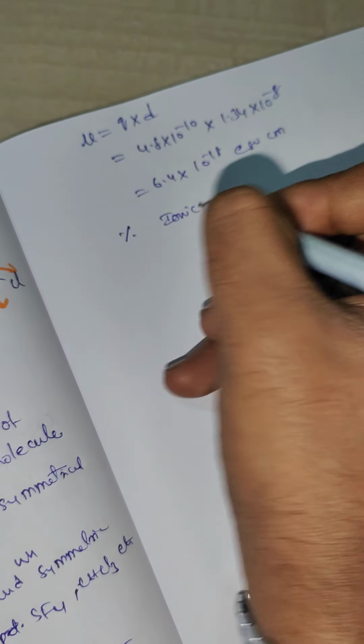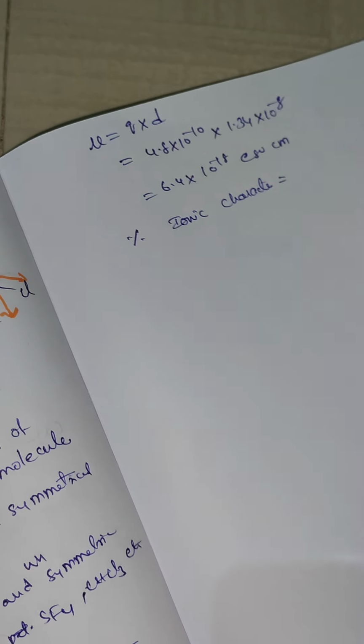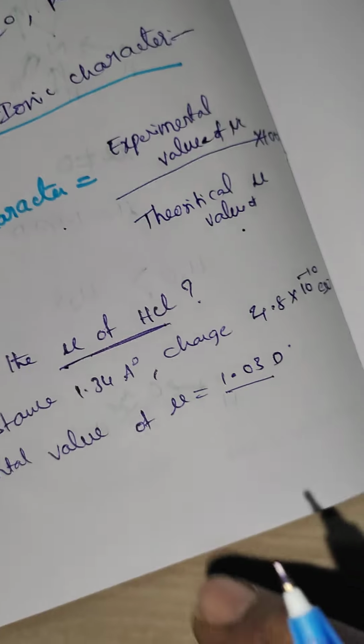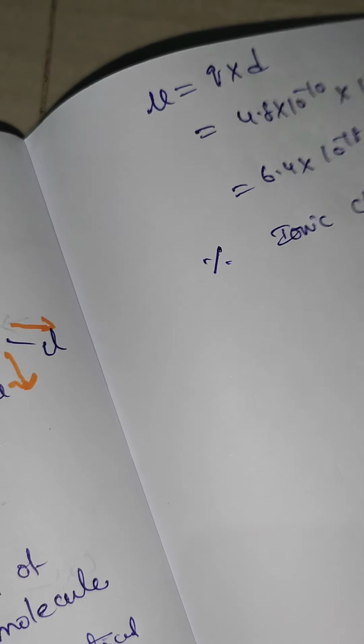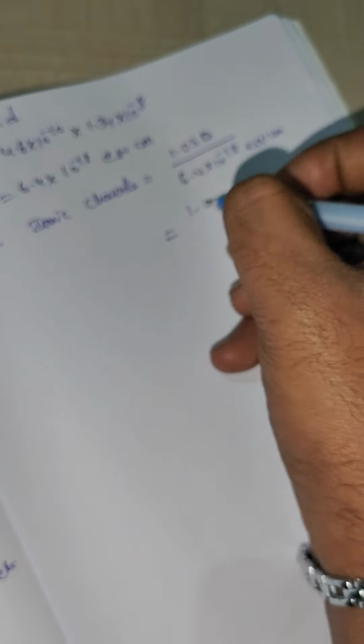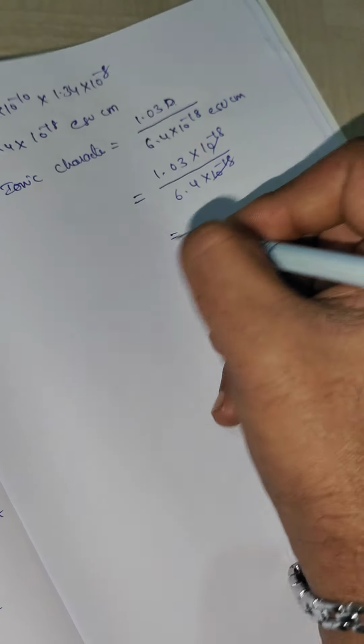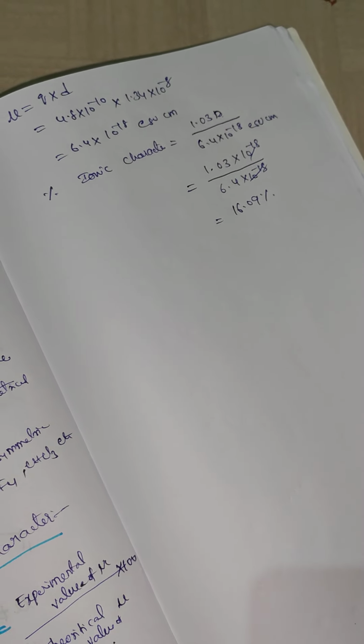Percentage of ionic character is equal to the experimental value, 1.03 D, divided by 6.4 into 10 to the power of minus 18 ESU centimeters. Converting the Debye into ESU centimeters, you get 1.03 into 10 to the power of minus 18 divided by 6.4 into 10 to the power of minus 18, which gives 16.09 percent. This is how you calculate the percentage of ionic character.